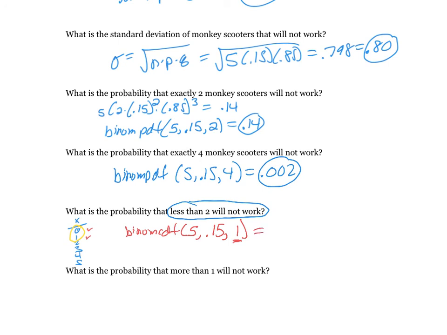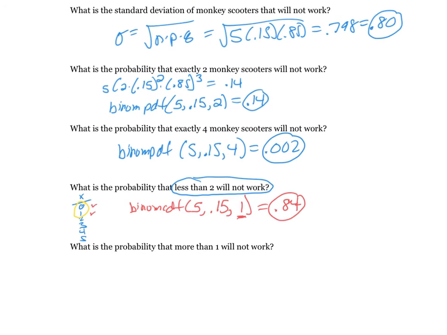Okay? So, again, I'm going to do binomial CDF this time. And I get, by rounding, 84%. So there's an 84% chance I'm going to get 1 or 0.